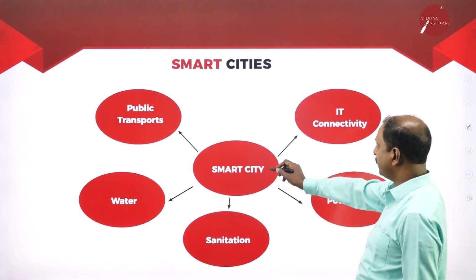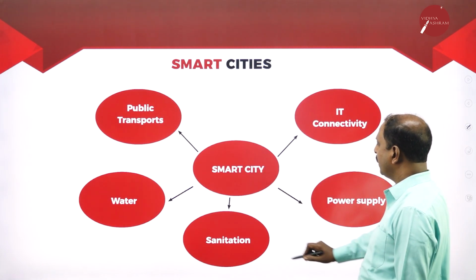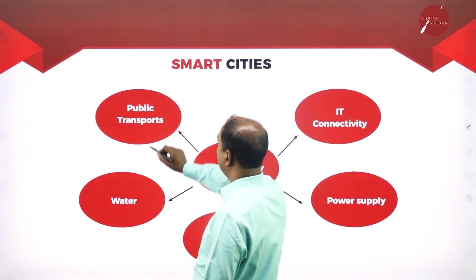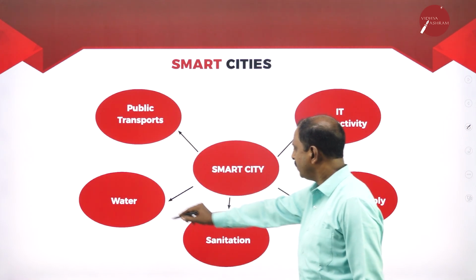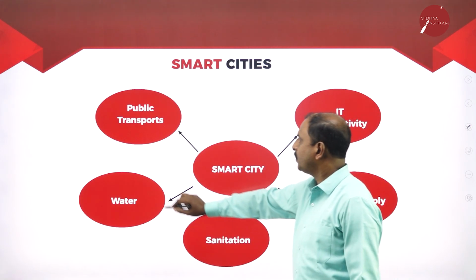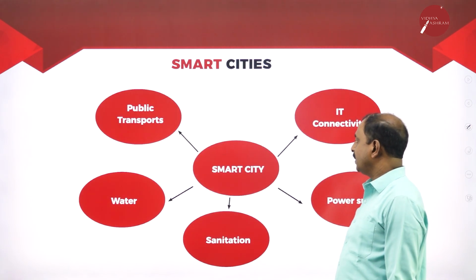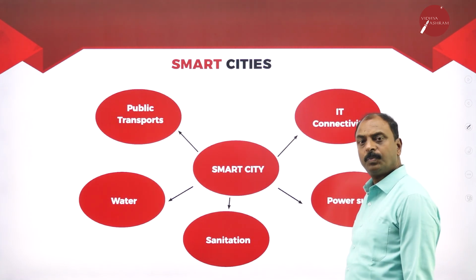Now in the next slide, we can understand with this diagram. So smart city means IT connectivity is connected to this, and power supply, sanitation, water, and public transport. See, all these departments or sectors will come together to find a solution to a particular problem in the name of, or in the technology, smart city.